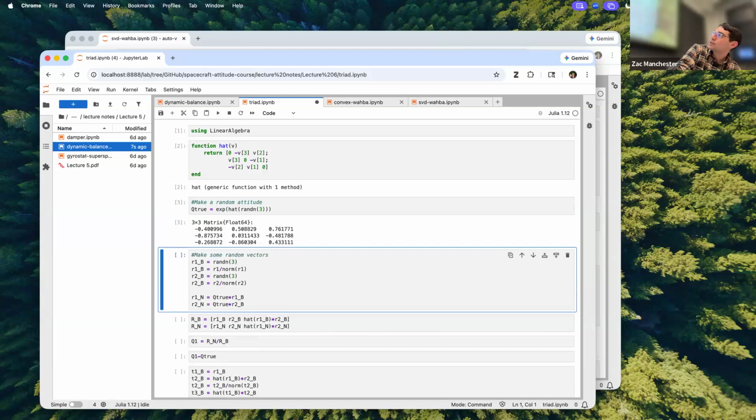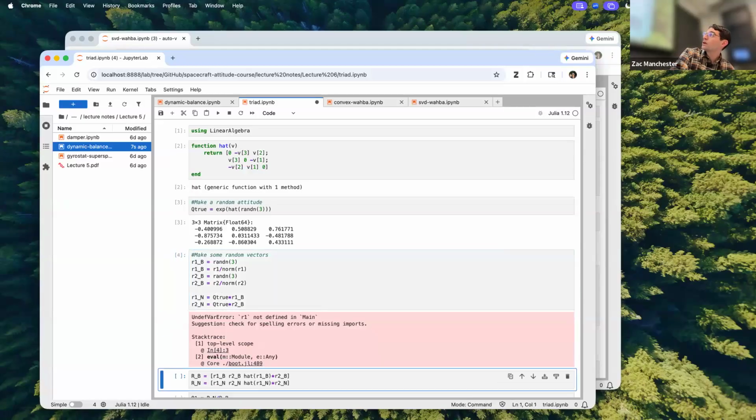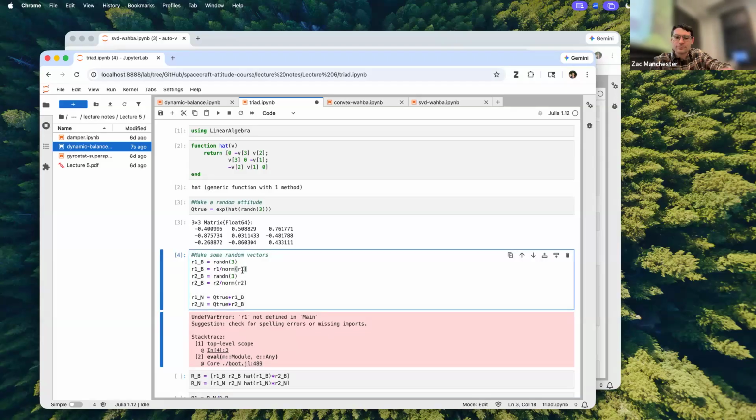Okay, so that's a random rotation matrix now. We're going to make some random vectors, make them in the body frame and normalize them, and then we'll create the inertial frame versions of them by rotating them by our rotation matrix. So this is just making up the data. Oh, what did I do? Oh, yeah, that's dumb.